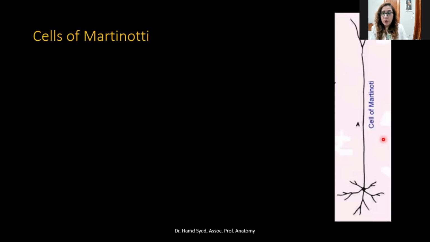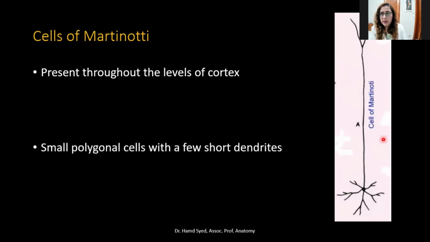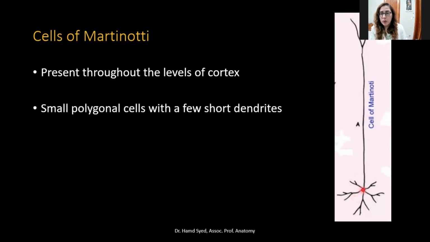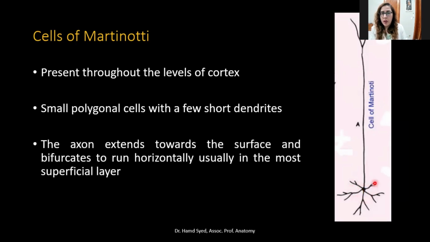Then the cells of Martinotti, you can see they're present throughout all the levels of the cortex, and they're small polygonal cells if you look at the cell body with a few short dendrites, but the axon extends towards the surface and eventually it is going to, you can see, bifurcate, that is split into two, usually in the most superficial layer.